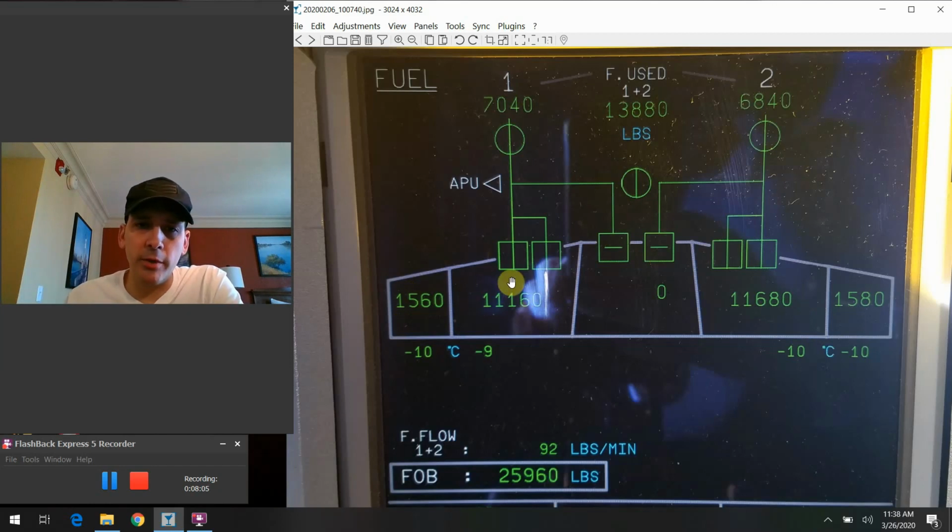Just allow us to burn the remaining quantity of fuel out of the tanks there for the remaining portion of our flight.